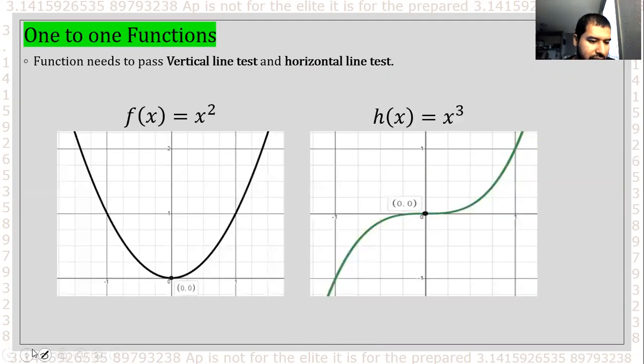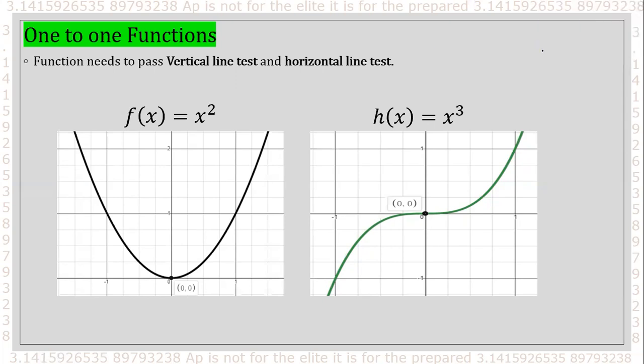So let's see some more examples. Oh yes, something you also need to know, and you're going to hear this a lot, is one-to-one functions.